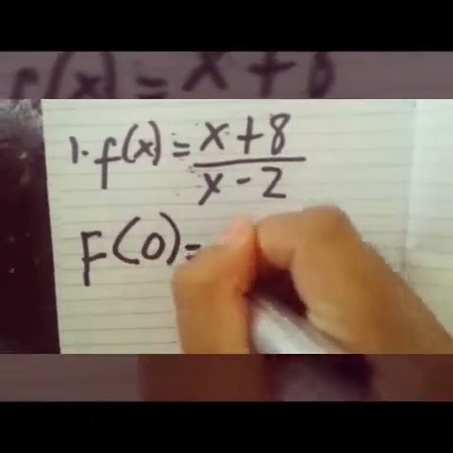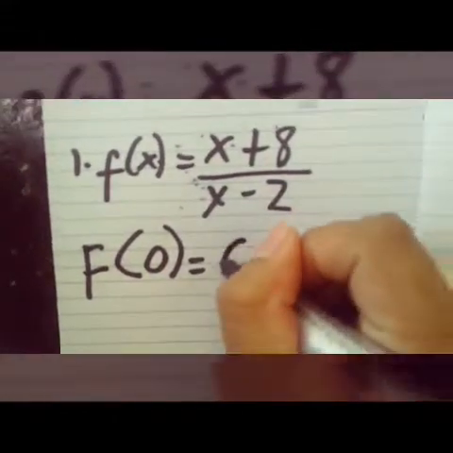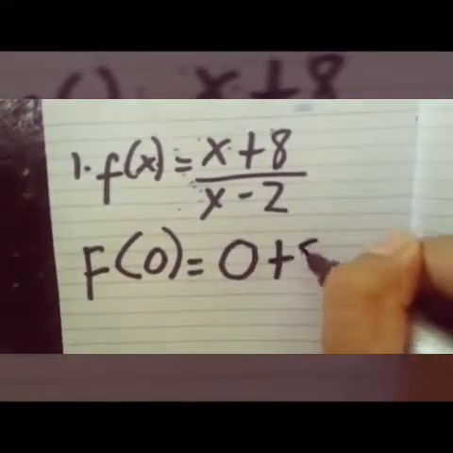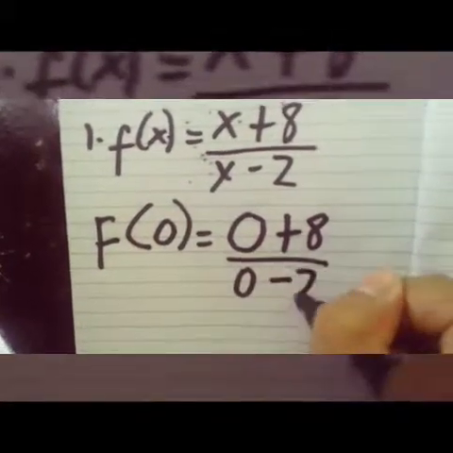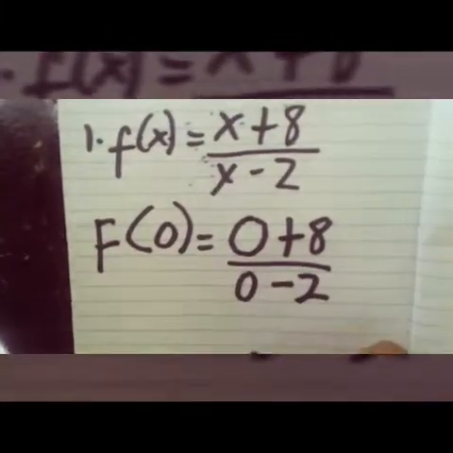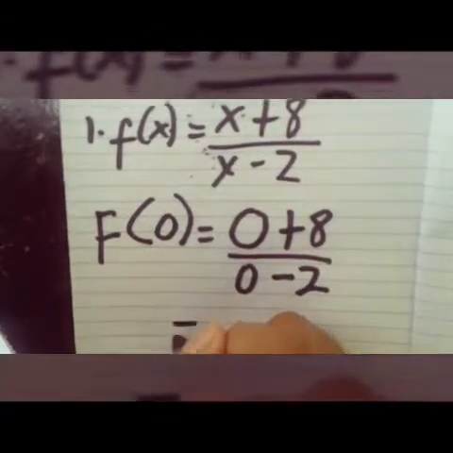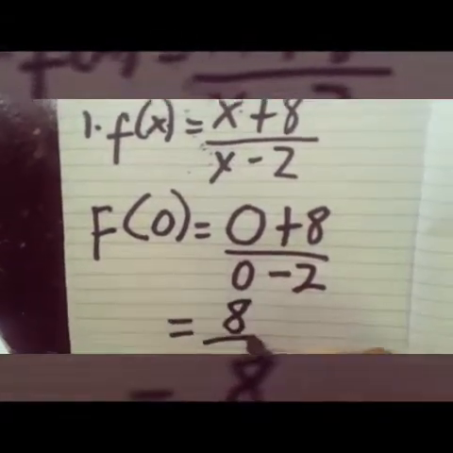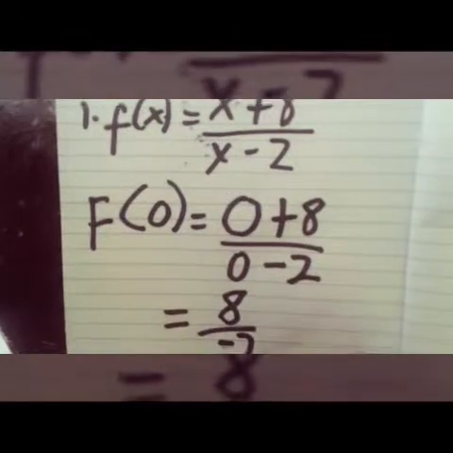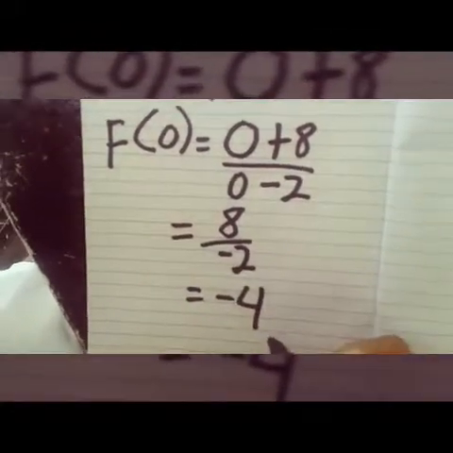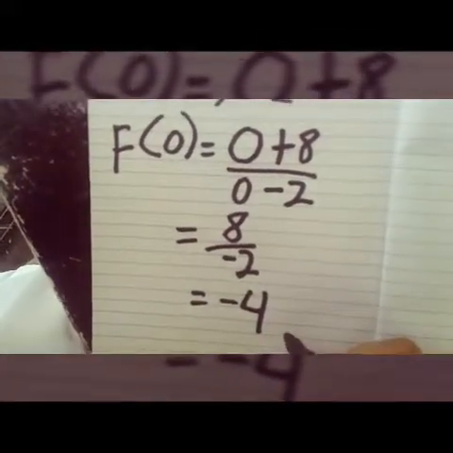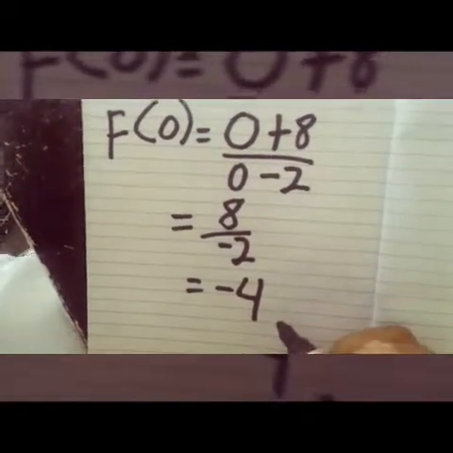f of 0 equals 0 plus 8 all over 0 minus 2. Then we must simplify. Equals 8 over negative 2, and this is the answer. Equals negative 4. Thus, our y-intercept is negative 4.